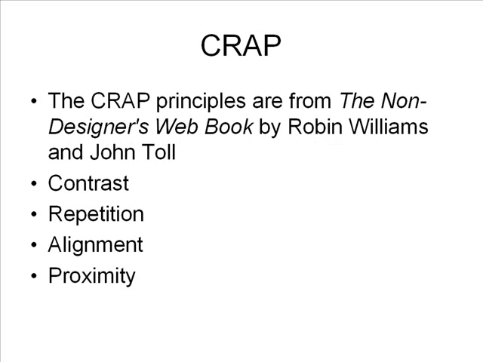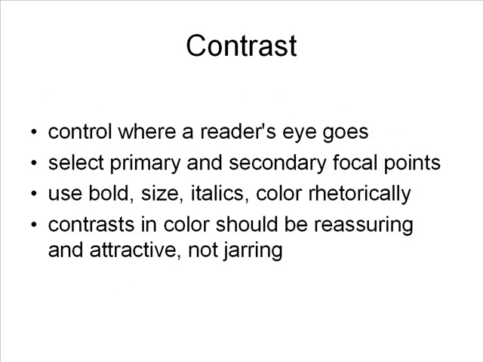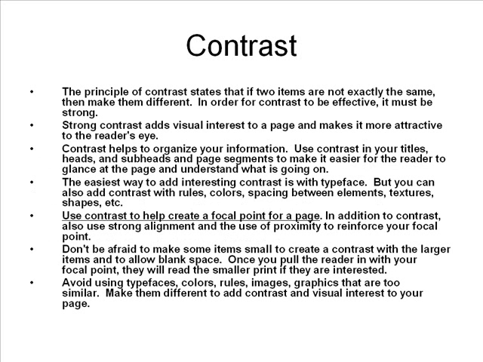The CRAP principles are from the Non-Designer's Web Book by Robin Williams and John Toll. Contrast, repetition, alignment, proximity. Contrast. This is what allows you to control where a reader's eyes go. Select primary and secondary focal points in your document. Use bold, size, italics, and color rhetorically in order to shape meaning for your reader and make it easy for them to move through the document. Contrast and color should be reassuring and attractive, but not jarring.